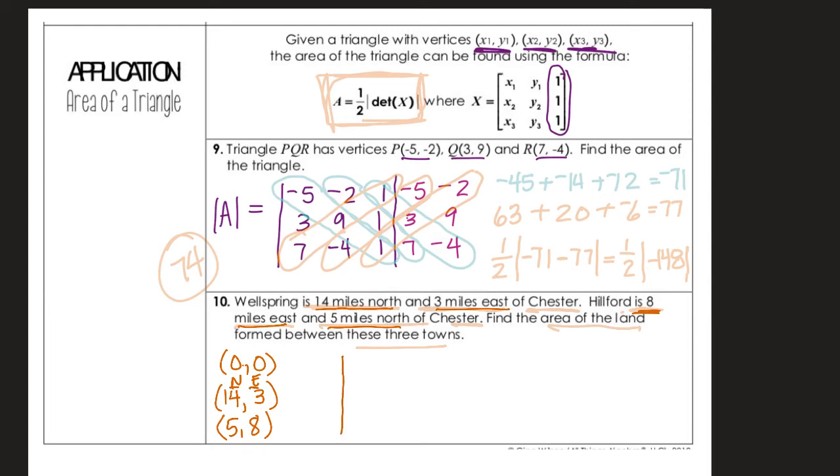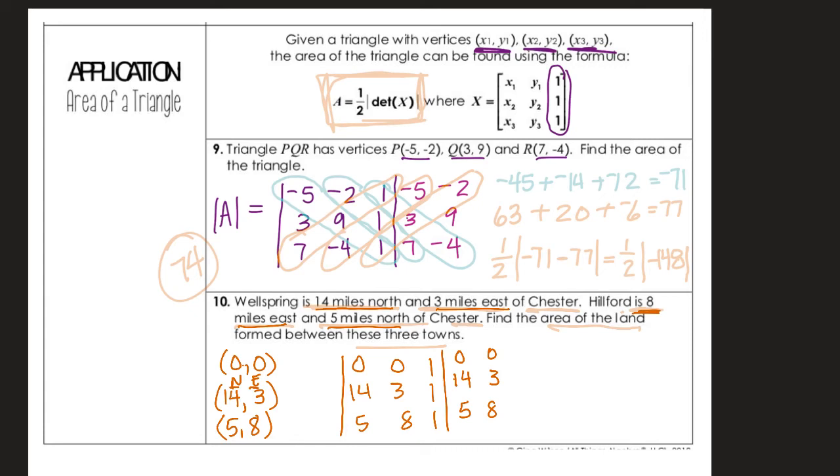The determinant, did y'all start with 0, 0? Maybe. All right, so you have 0, 0, 1, don't you? And then you have 14, 3, and then 1, and then 5, 8, 1. And then, of course, you do need to recopy your first column and your second column. So 0, 3, and 8. All right, and now you're going to do your downs minus ups.